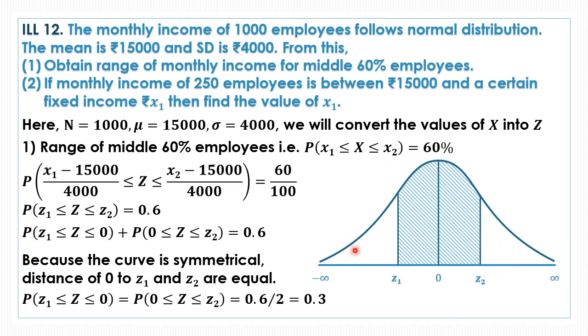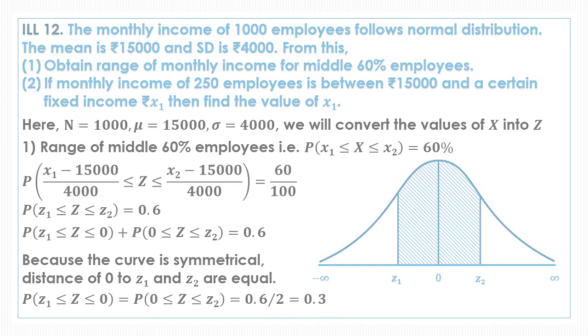If you take the middle 80%, it is 40% on the left side and 40% on the right side. If you take the middle 90%, then it is 45% on the left side and 45% on the right side, and so on. Okay, we will start by taking P(z1 < Z < 0) = 0.3.